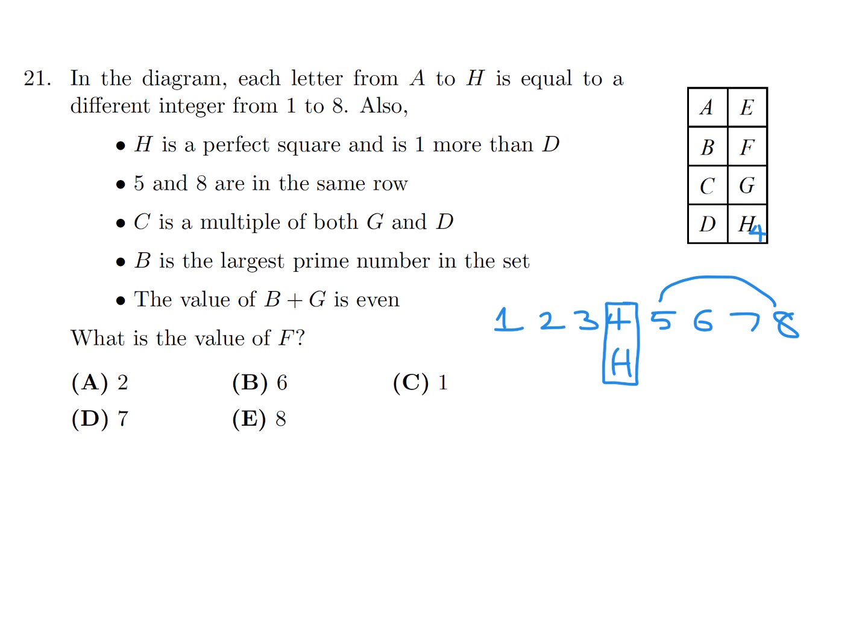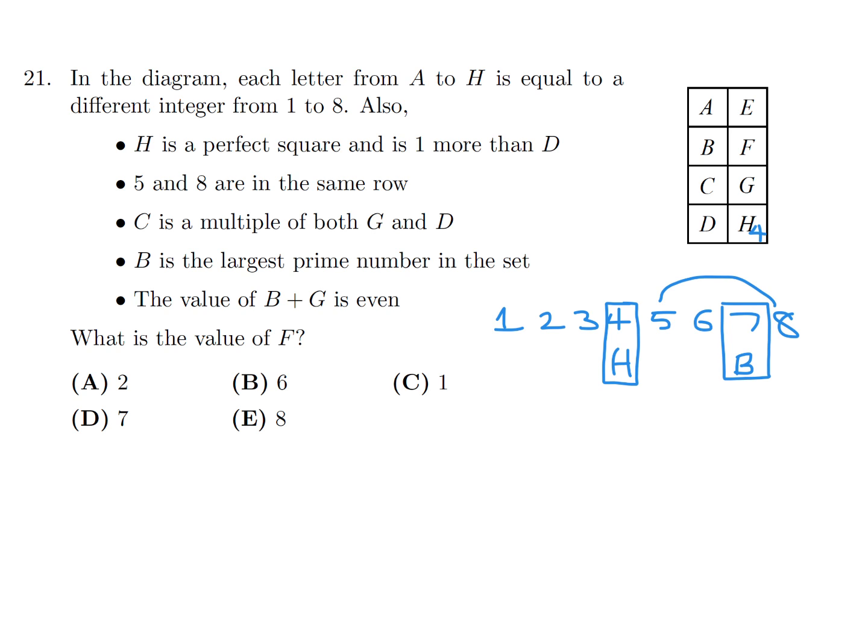B is the largest prime number in the set. Okay, well, that's the only one I can get for sure. The largest prime number is 7, so that's B. B plus G is even. Again, right now that doesn't help me, so let's go back here.